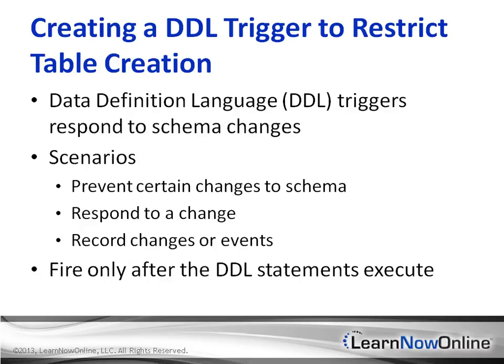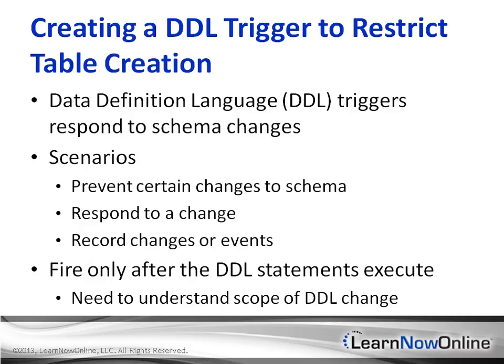DDL triggers fire only after the DDL statements that trigger them. So they're essentially after triggers. Each DDL statement raises an event. In order to use DDL triggers effectively, you need to understand the database scope in which a particular Transact SQL DDL statement executes. For example, the create table and create procedure events map to the create table and create procedure statements, and both have database scope. And you can look in SQL Server Books Online, and specifically the DDL events topic that contains the complete list of events and the scope of each.